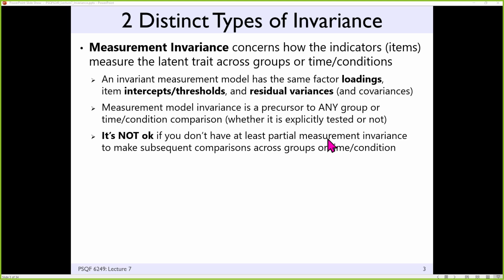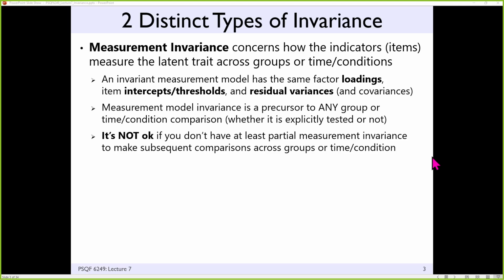So this is a bigger deal, I think, than is often recognized, particularly for scale scores or anything where we have item level data that's being summarized into something that we then put in the model directly. So we can't really go any further in making inferences about how groups differ in a trait if we don't have at least some of the measurement model parameters able to be constrained equal and not hurt model fit.